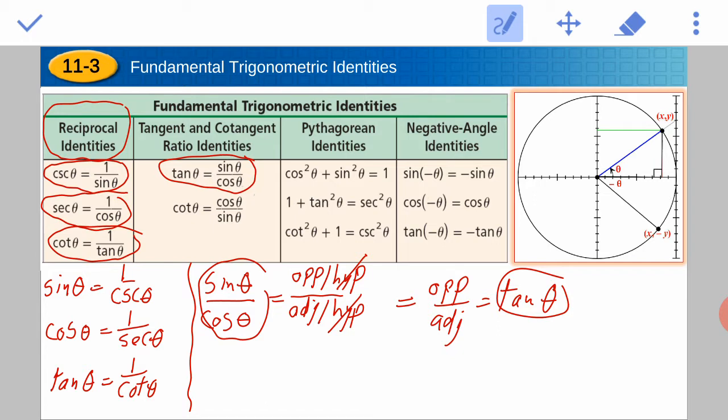The cotangent ratio is the opposite of the tangent ratio. Based on the reciprocal identities, you know that tangent and cotangent are reciprocal to each other. Since we have proved that tan theta equals sine over cosine, cotangent theta is equal to cosine over sine. Or you can use the same way, the definition of the cosine and the definition of the sine, to prove cotangent theta is equal to cosine over sine.